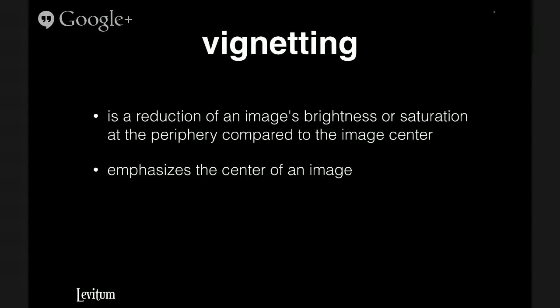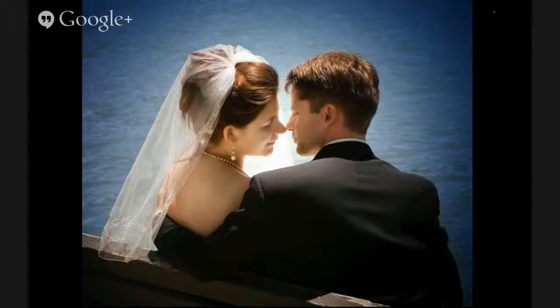Okay, vignetting. Like I mentioned earlier, both white balance and vignetting are equipment-related issues that creep in. But here, the vignetting that I'm going to explain now is not an error that creeps in through the lens, but an image editing technique. Vignetting is defined as the reduction of an image's brightness or saturation at the periphery compared to the image center. In an example like this, the subjects are in the center, but the periphery is darkened, with a loss of saturation. So the emphasis is towards the center of the image.